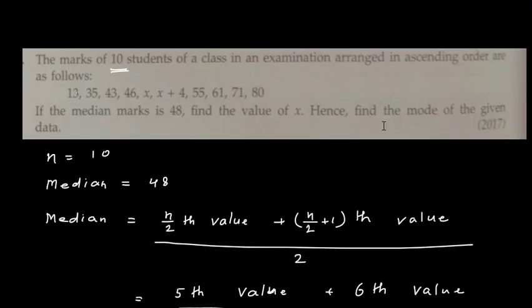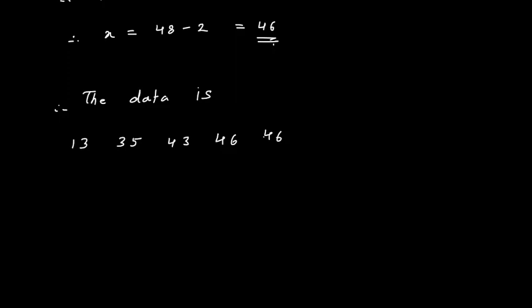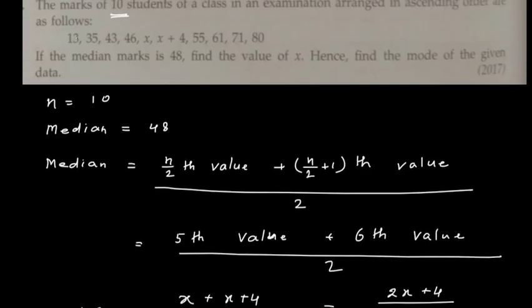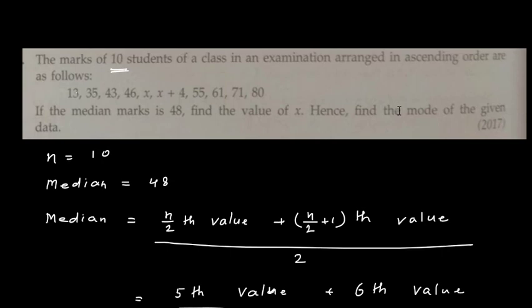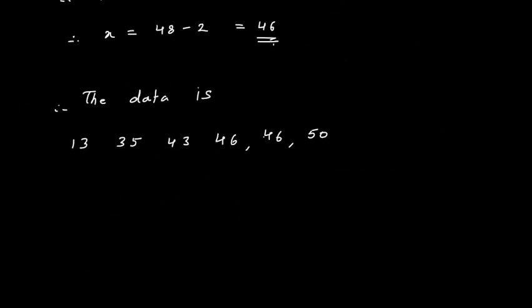Then the next number is x plus 4. So 46 plus 4, it is 50. Then the next numbers are 55, 61, 71 and 80.